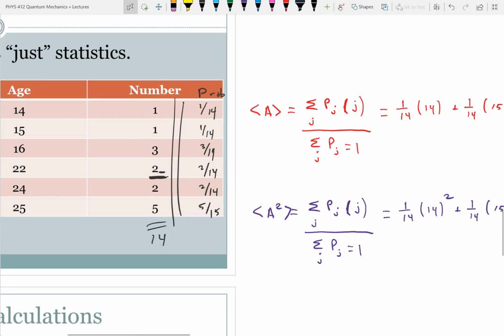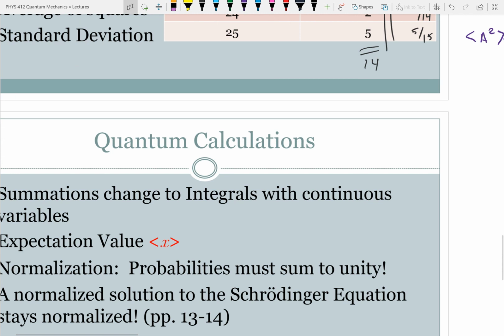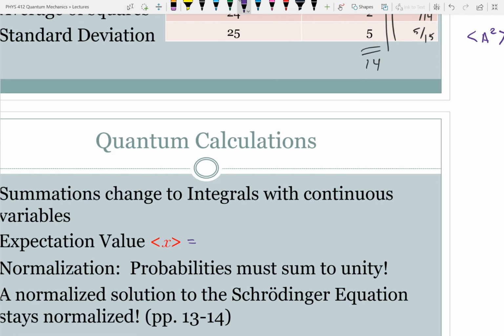So up here where I had the sum over j of pj, I'm going to have now the expectation value is equal to the integral of the probability density times my variable. So there's the probability density and then the variable. And I put a y instead of an x. I should have put dx. So that's how we do it.